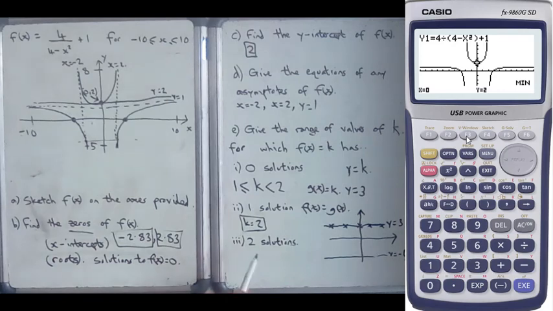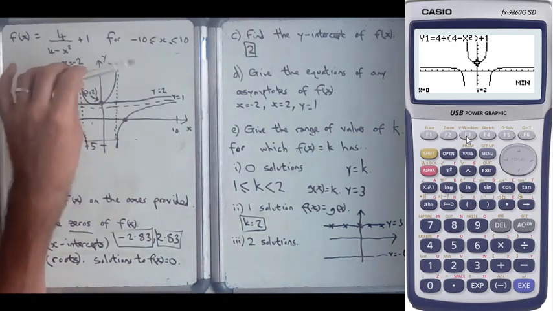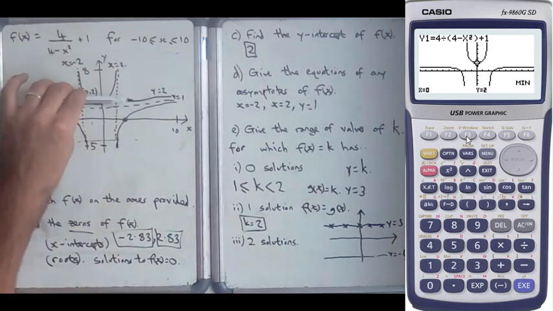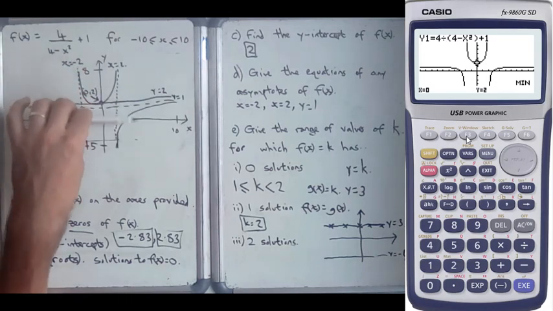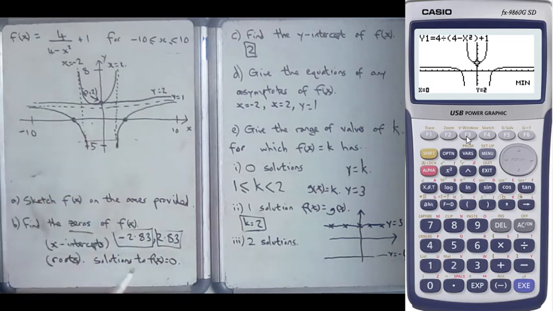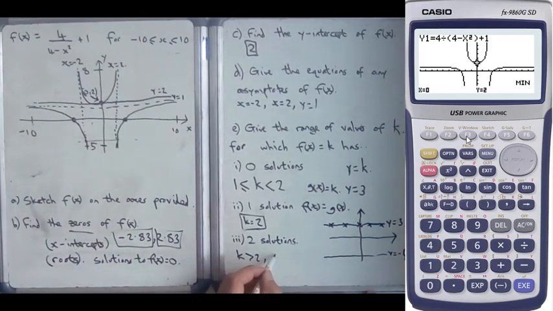Right, so for 2 solutions, that's everywhere else, so it's anything bigger than 2, it's going to cross twice, and it's anything smaller than 1, twice as well. So k could be bigger than 2, or k could be smaller than 1. And that is everything for that question.